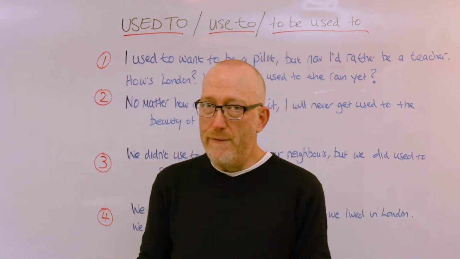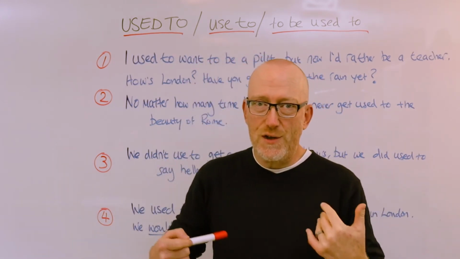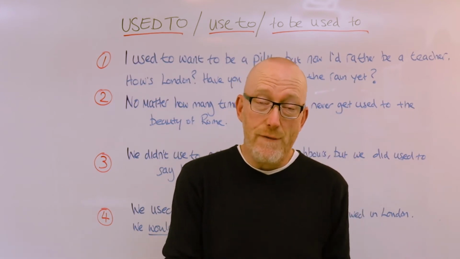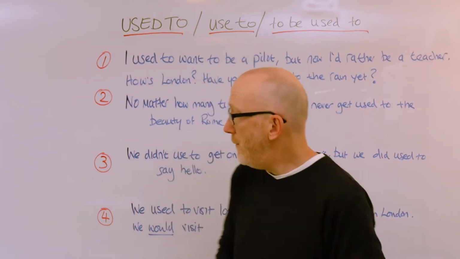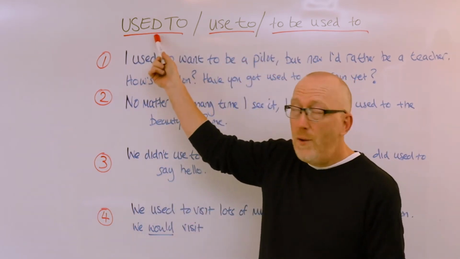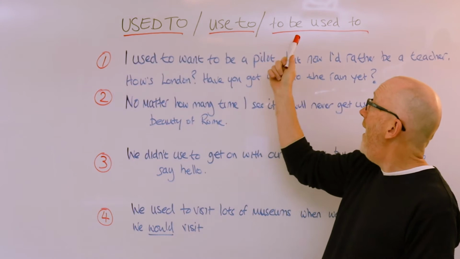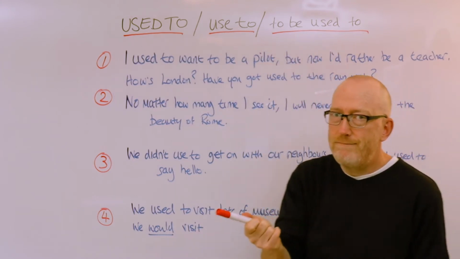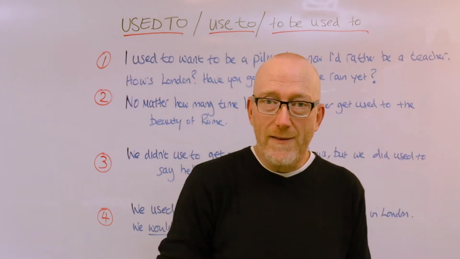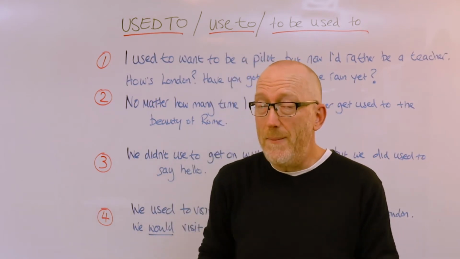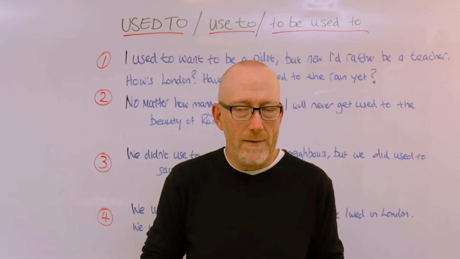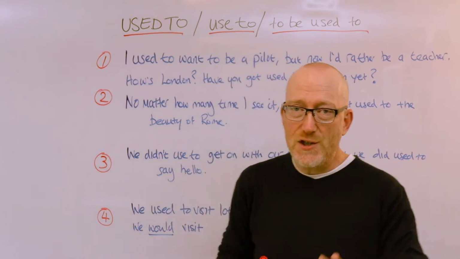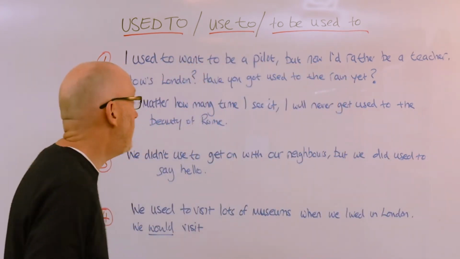There are a few different forms of this and it's important to understand the difference between the forms and what they mean. So for example, we have used to, we have use to, and we also have to be used to. Okay, so although these look very, very similar, we do actually use these in different ways. So I'm going to start by just showing you a couple of example sentences.